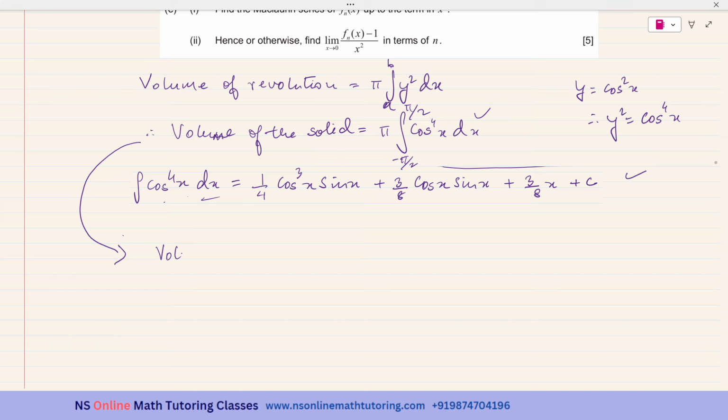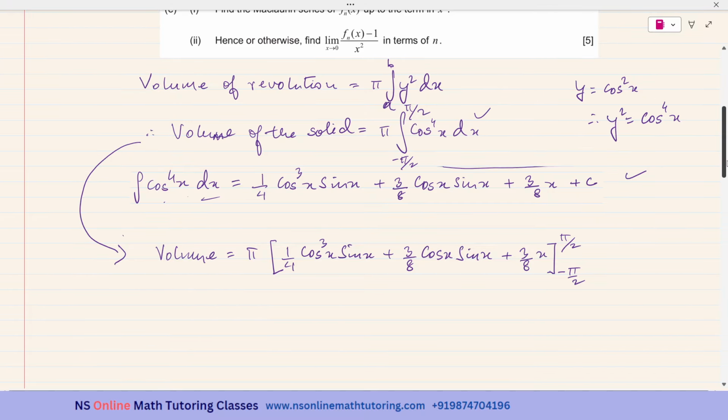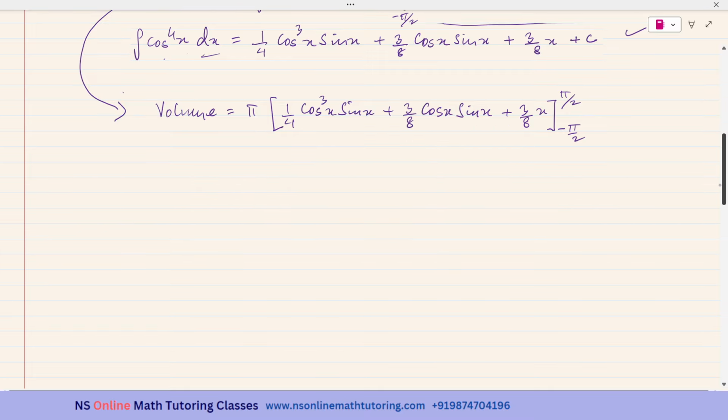volume equal to, we will not be doing the integration once more, obviously, pi and 1 over 4 cos cubed x sin x plus 3 over 8 cos x sin x plus 3 over 8 x, and plus c. We will not be taking the plus c for the definite integral. We do not take the constant of integration because it will be cancelling. And now we will be substituting the x values.